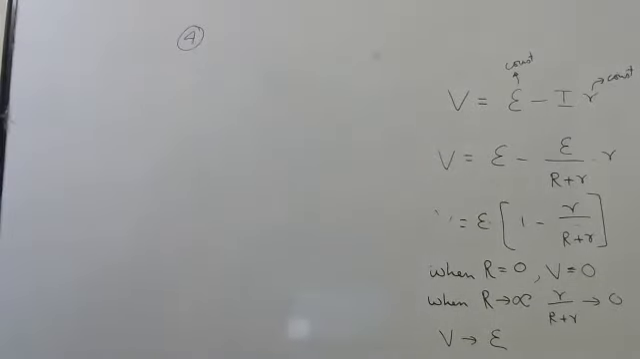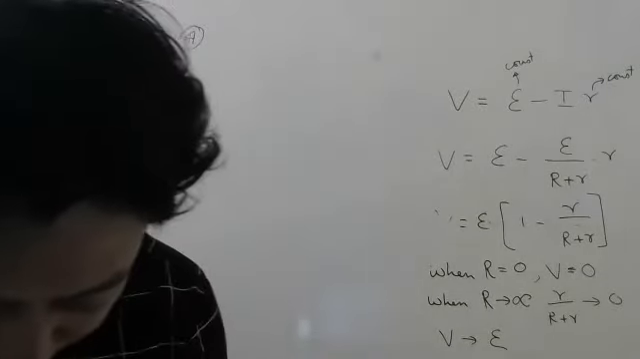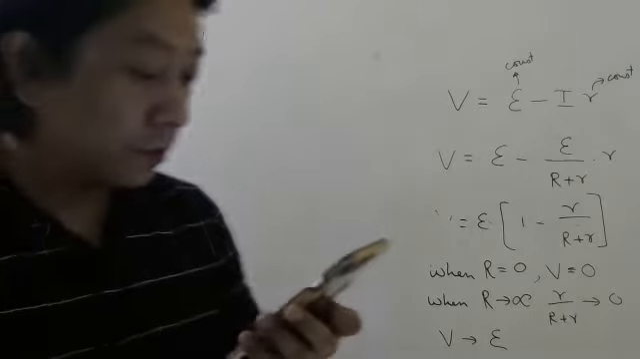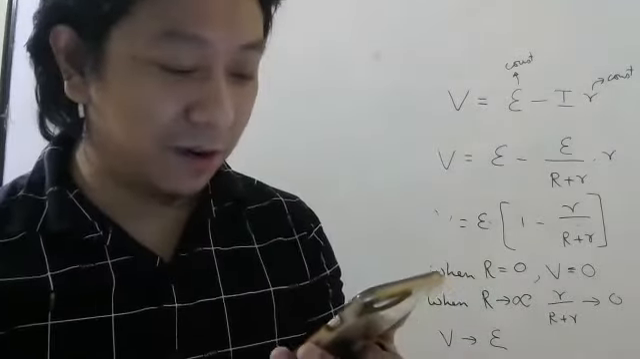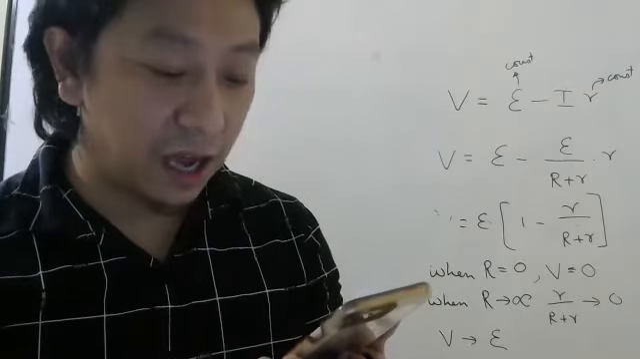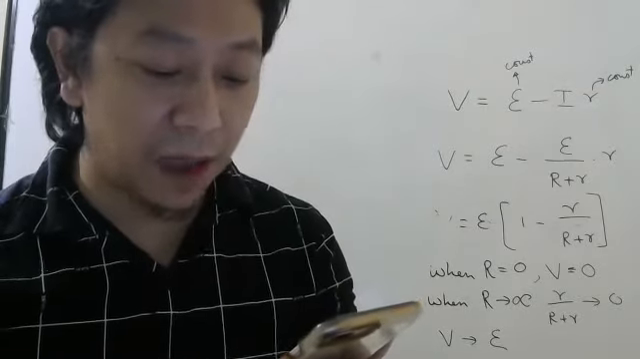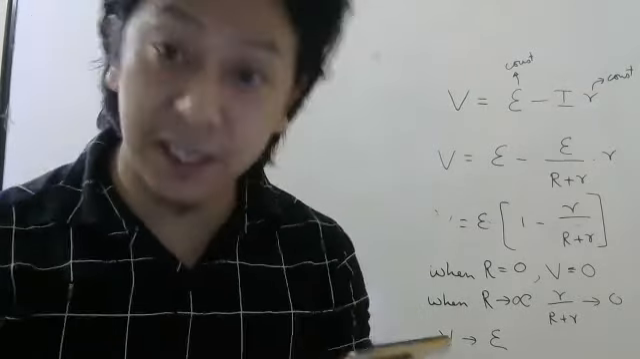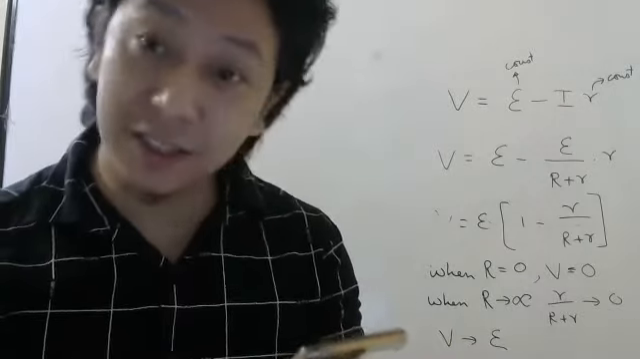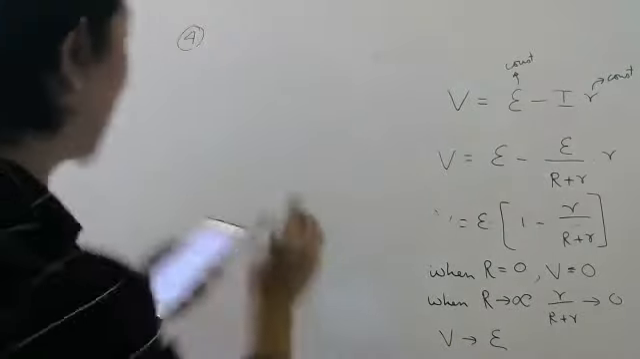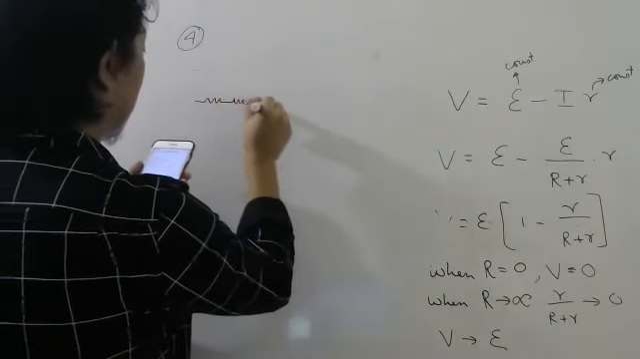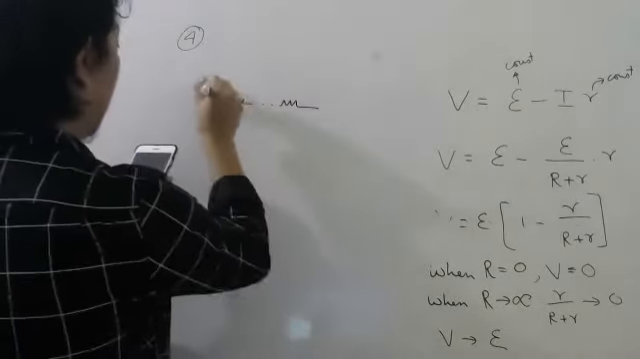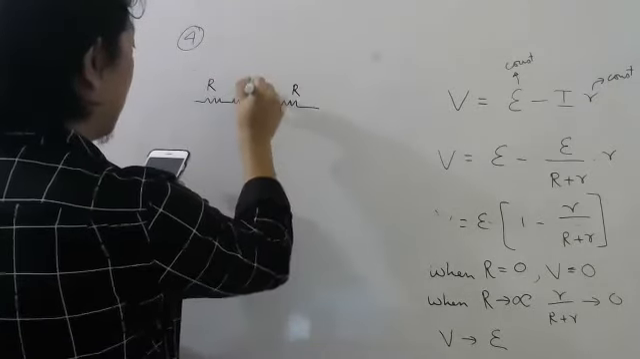Okay, see question number 4 now. First, a set of n equal resistors of R each are connected in series to a battery of EMF capital R and internal resistance also capital R. So let's draw a picture. So n resistors are there like this, n times.